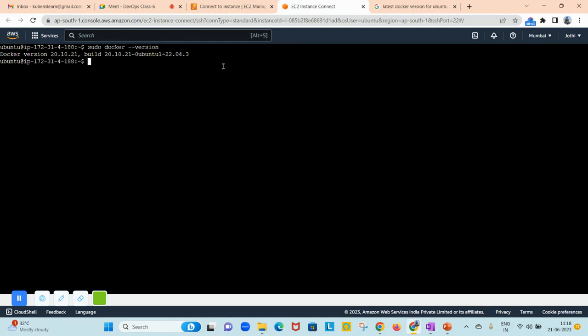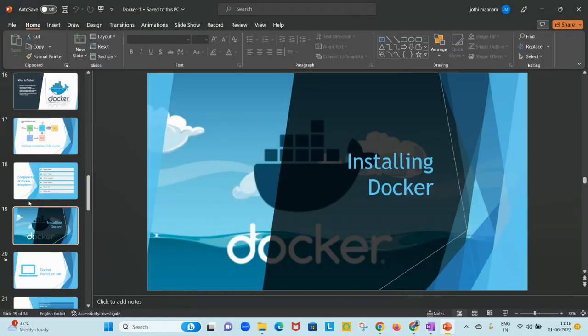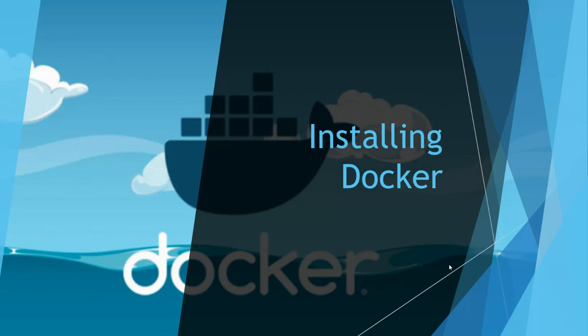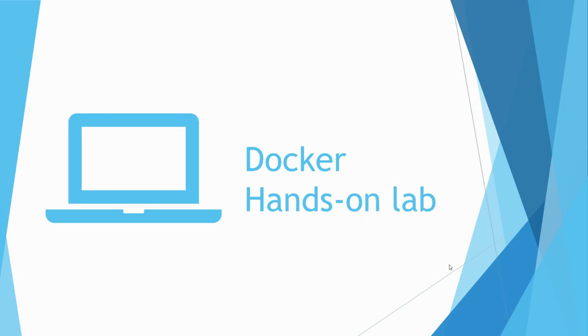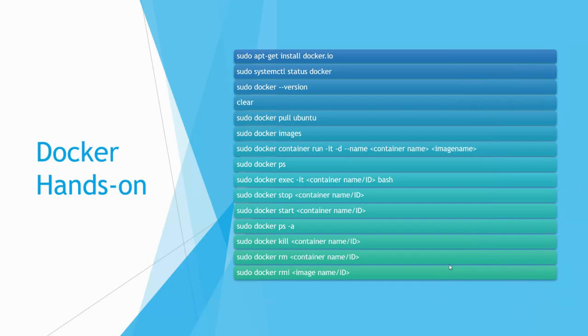Okay, so we have seen the Docker version. Now let us go back to the PPT. So we have installed Docker, and we have seen the Docker service is running successfully, and we have updated to the latest version of Docker. I have shown you. Okay, now let's see Docker hands-on. We have installed Docker, that is the first part done, and then we have checked the status and the version.